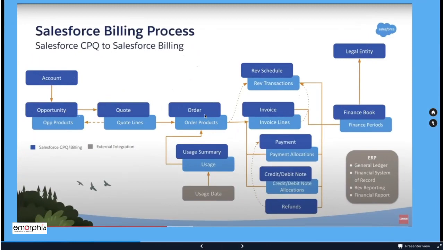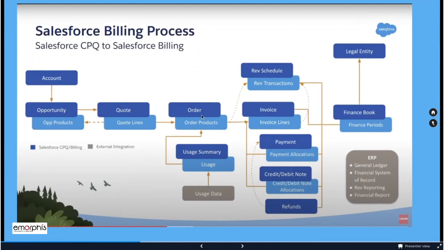Now, order is the object that connects both Salesforce CPQ and Salesforce Billing. A lot of processes take place on orders and a lot of information flows into the order products. Order product has all the billing details. Going ahead, if the product is a usage-based product, then the data is fed from a third-party system into the usage object. In the usage object, the usage summary is calculated and flowed to the order products. From here, Salesforce Billing takes over.